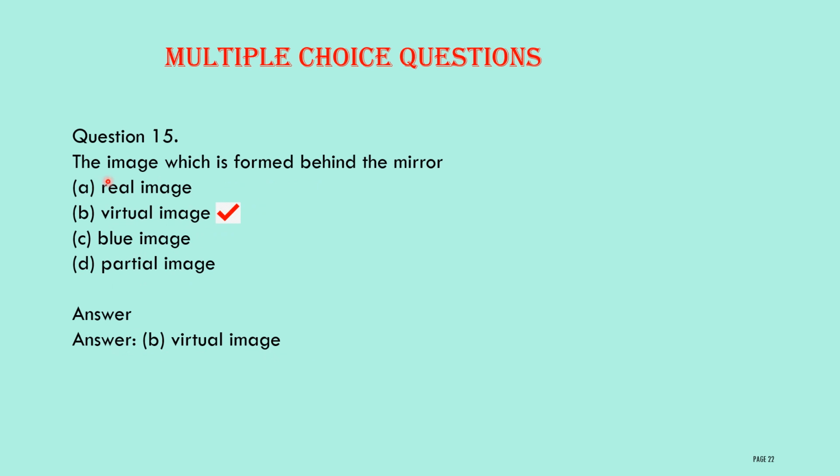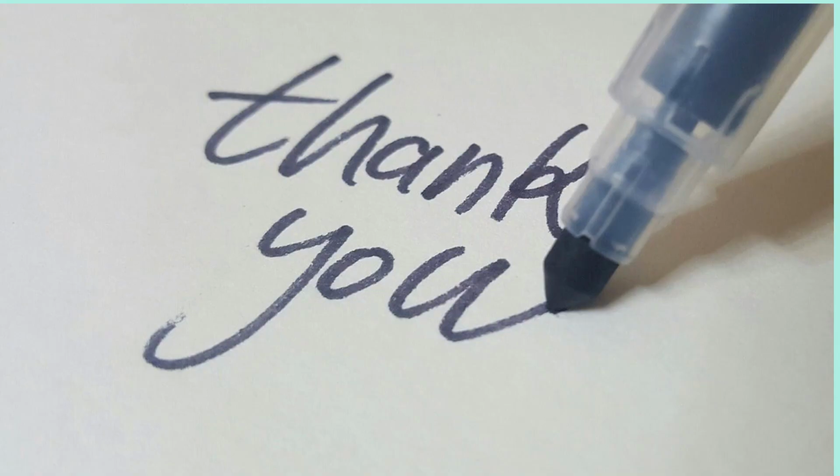Question number 15. The image which is formed behind the mirror. Option A, we will call it a real image. Option B, virtual image. Option C, blue image. Option D, partial image. The image which is formed behind the mirror, we will call a virtual image. Remember, always the image that forms behind the mirror, we will call a virtual image.